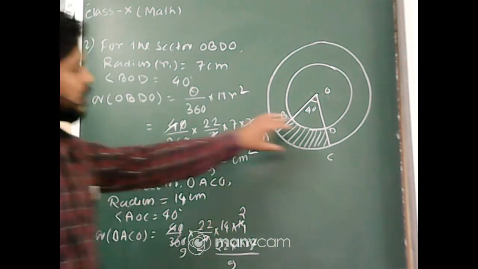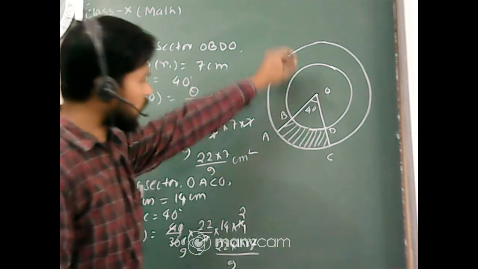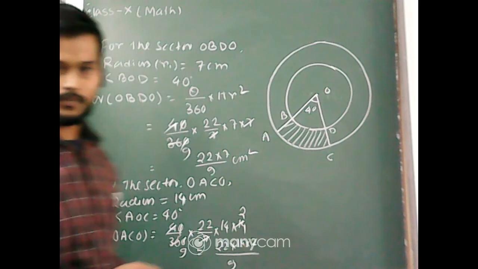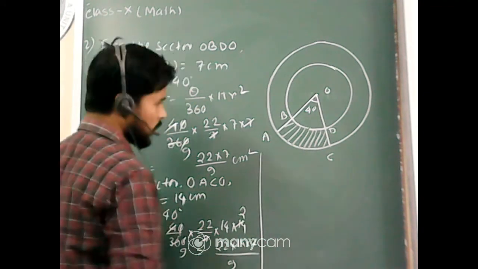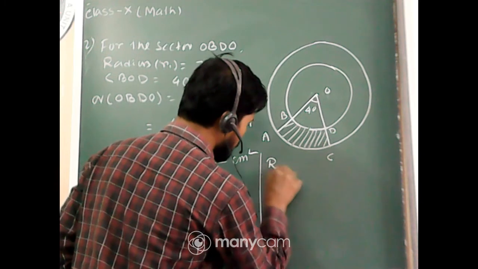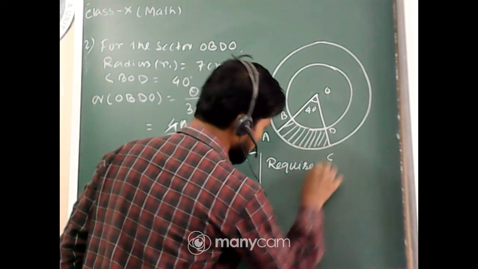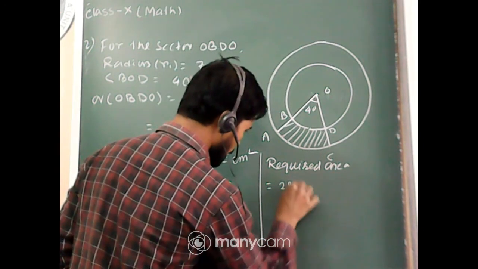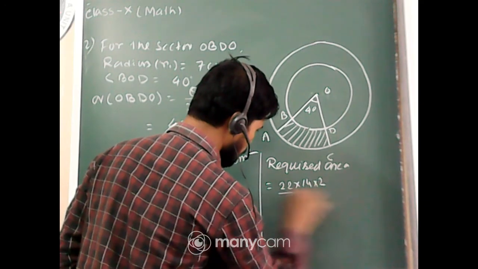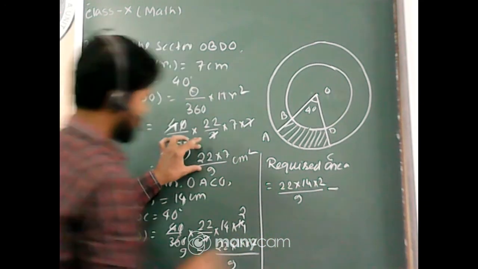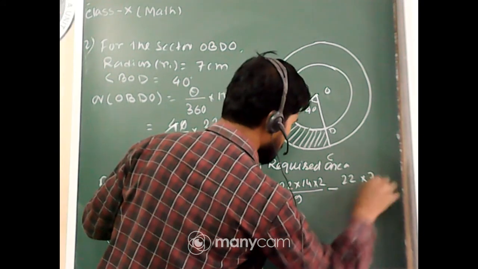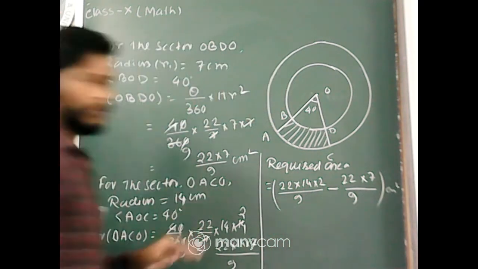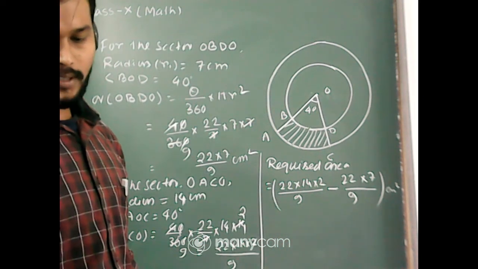Okay, so what is the area of the shaded region? What do we have to do? We have to just subtract the area of the sector OBDO from the sector OACO, isn't it? So the required area is 22 into 14 into 2 by 9 minus 22 into 7 by 9 centimeter square. This will give you the area of this portion.